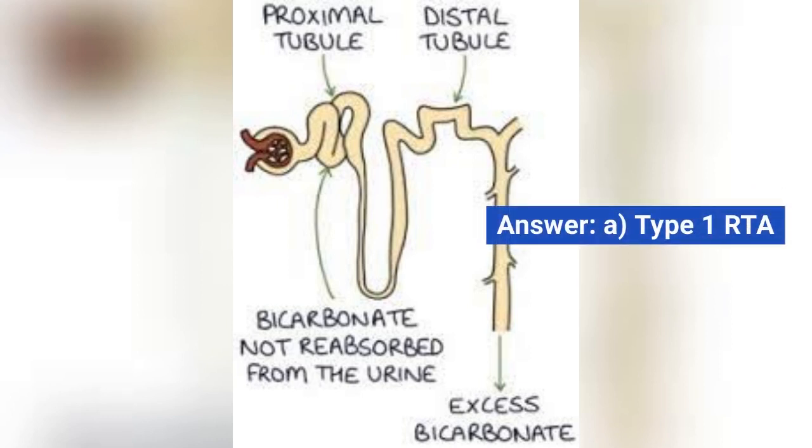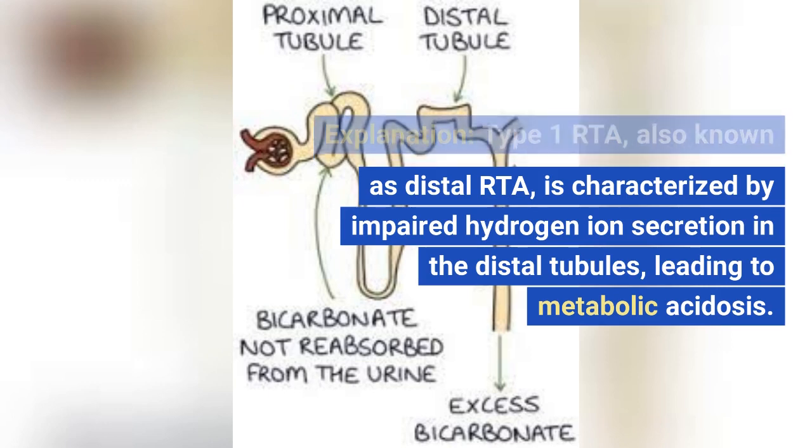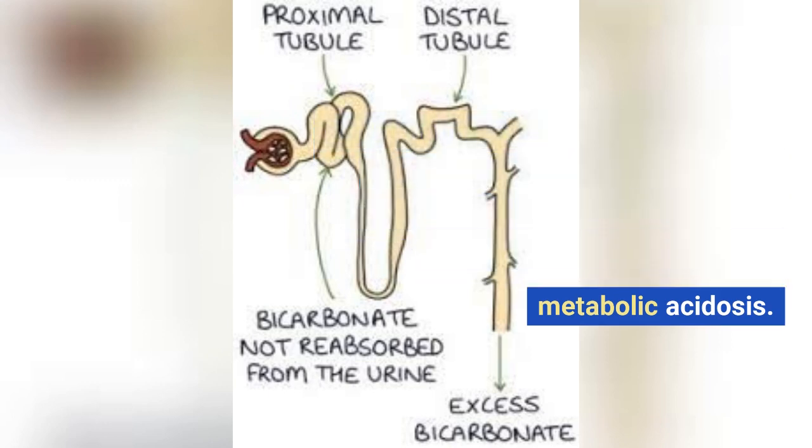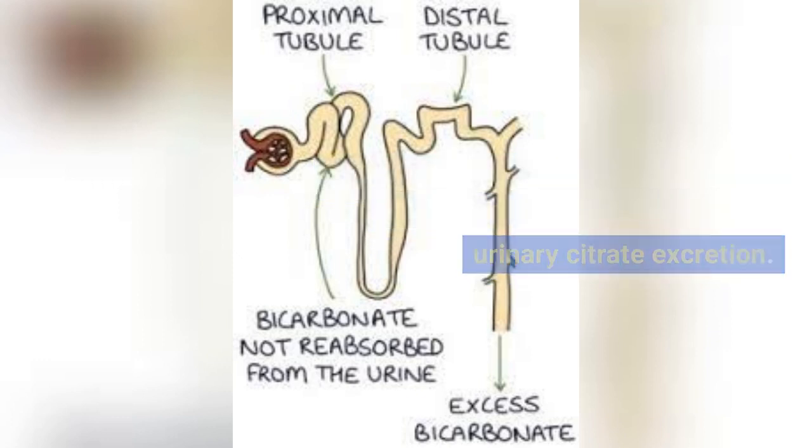Answer: A. Type 1 RTA. Explanation: type 1 RTA, also known as distal RTA, is characterized by impaired hydrogen ion secretion in the distal tubules, leading to metabolic acidosis. It may present with hypokalemia and nephrolithiasis due to decreased urinary citrate excretion.